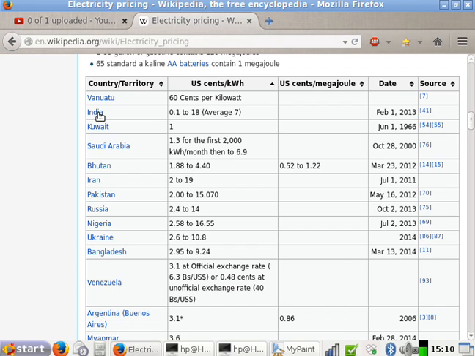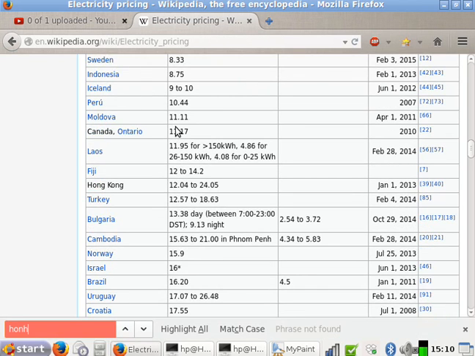Anyway, let's find countries. So, Kuwait. 1 cent. Yeah, I think Kuwait is the cheapest actually, because the government provides a lot of money to the electricity companies. So I think Kuwait actually might be the cheapest in the world for electricity at 1 cent per unit. I wonder if Hong Kong is here. Hong Kong it's a big difference. It's between 12 and 24 cent per unit.